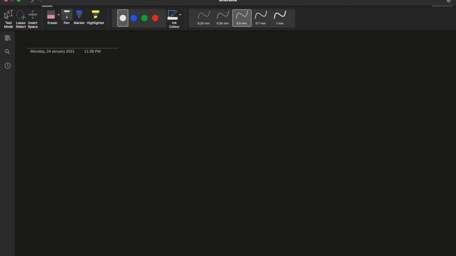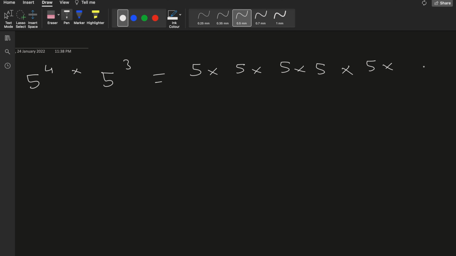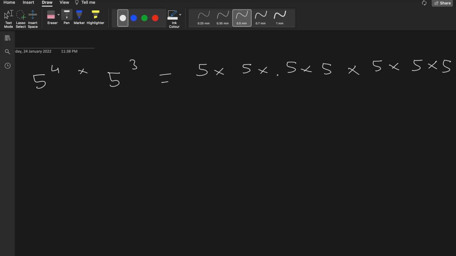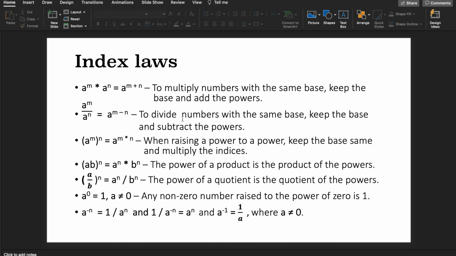For example, 5 to the power of 4 multiplied by 5 to the power of 3. We know that this is 5 into 5 into 5 into 5 into 5 multiplied by 5 multiplied by 5. So there is 1, 2, 3, 4, 5, 6, 7, so that would be 5 to the power of 7. This is equivalent to 5 to the power of 4 plus 3, that is 5 to the power of 7. So therefore this is the law.